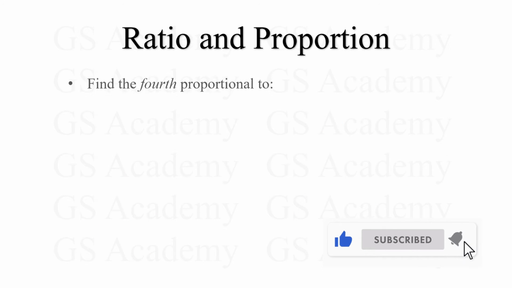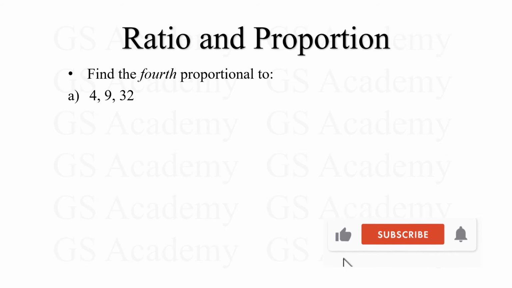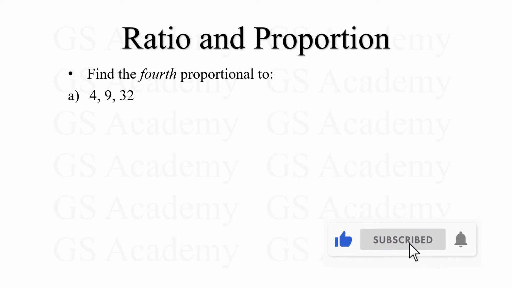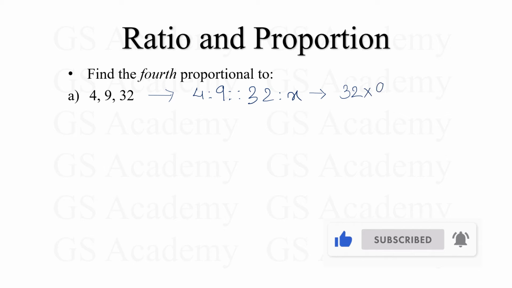Now let's see the next question. Find the fourth proportional to 4, 9 and 32. Now the fourth proportional will be the fourth term here. So this will become 4 is to 9 as 32 is to x. Now in order to find the value of x, we will use the same formula, product of means is equal to product of extremes. So this will be 32 into 9 is equal to 4 into x.